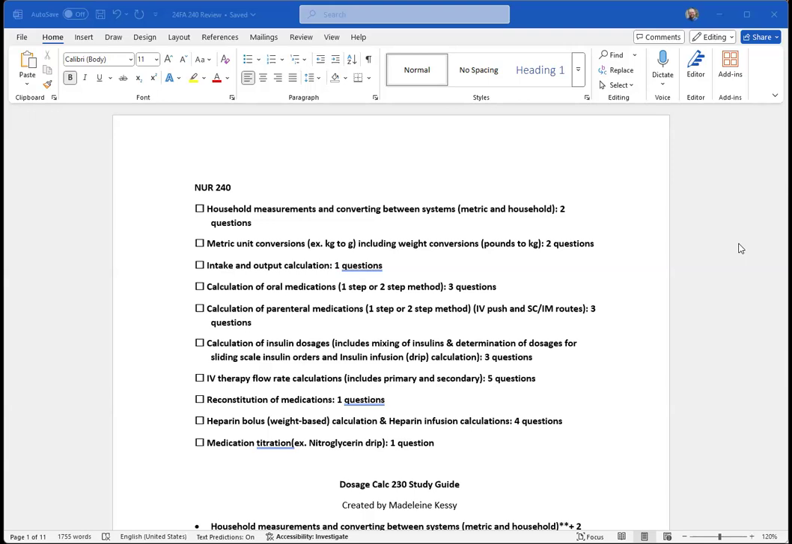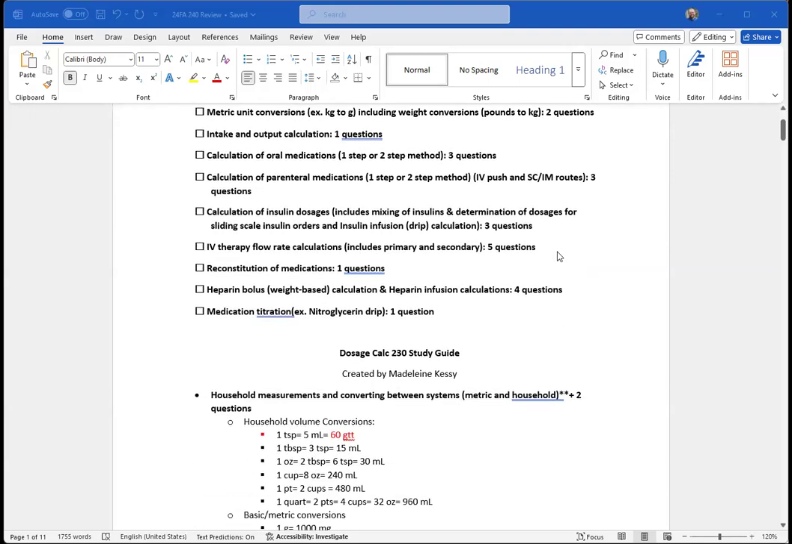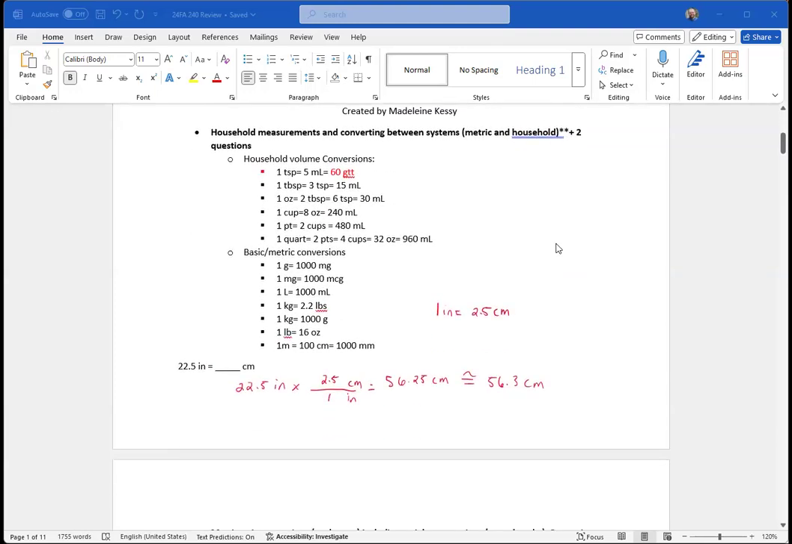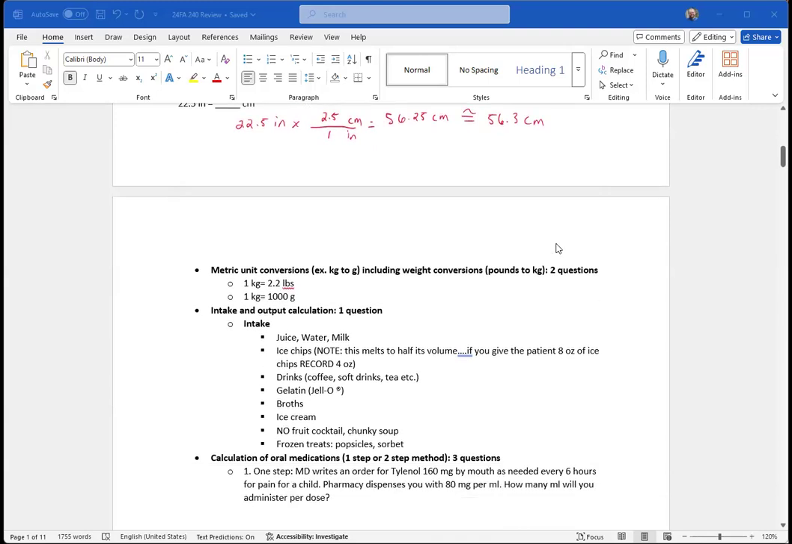The IV flow rate questions, you've been doing that, milliliters per hour, drops per minute. Reconstitution, you've been doing that since first semester. And then heparin, you were introduced to last semester, so we can definitely refresh on those. Now, some of these have already been worked through, but I'm going to go through and just highlight a couple of those things, and then we can certainly work through any of those things that you'd like to do.